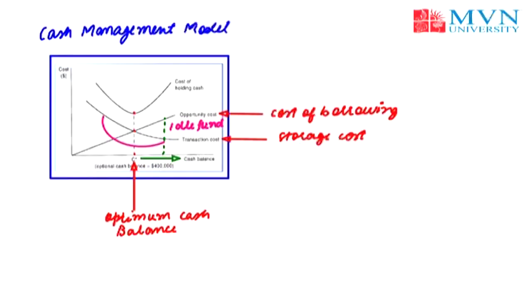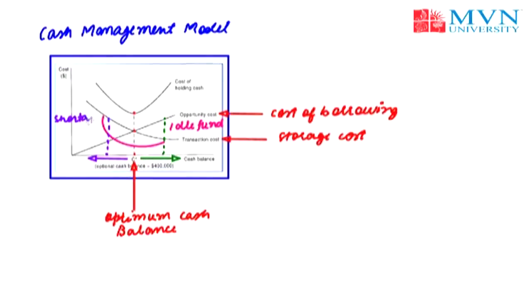On the other hand, if a firm is holding less than the optimum amount, that is, if the liquidity balance is short of the requirement, the firm may have to incur the shortage cost. Here you can see that the opportunity cost of holding this much amount is less, while the shortage cost or the transactional cost of holding this much amount is more.